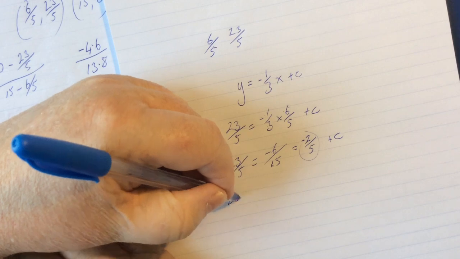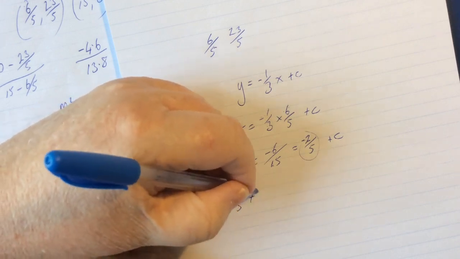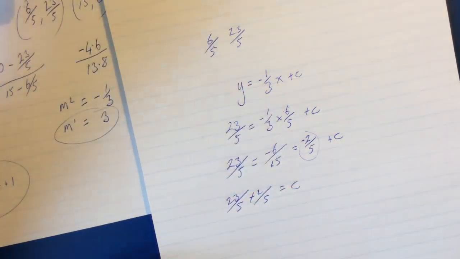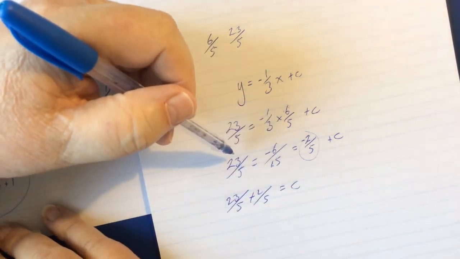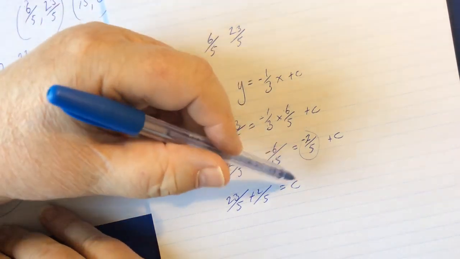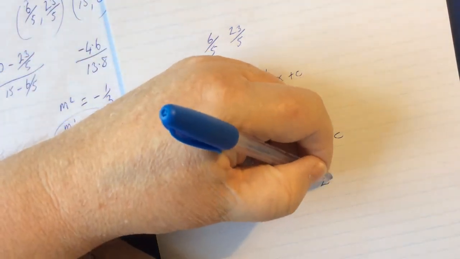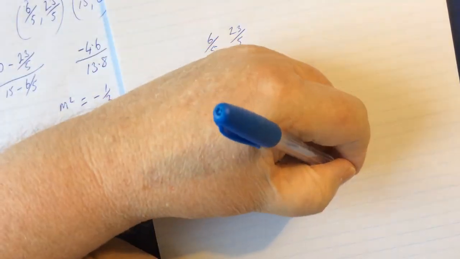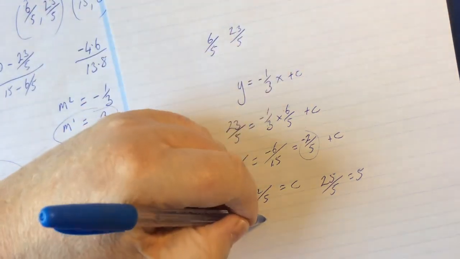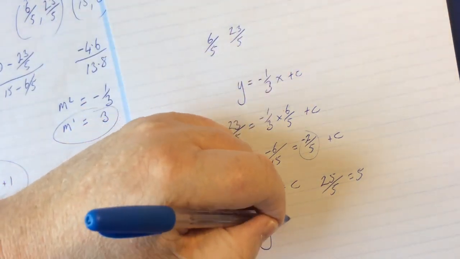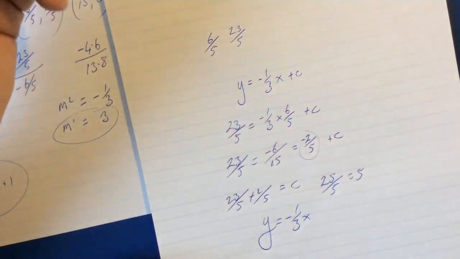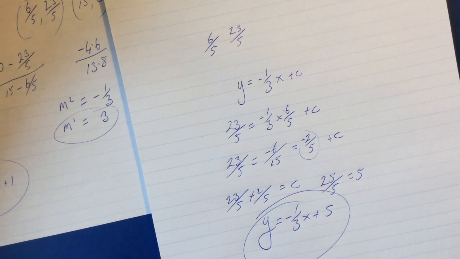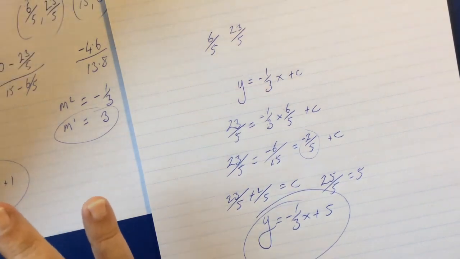We know that 23 on 5 plus 2 on 5 is equal to c. Well, that's great. Why is it great? Because it gives us c. That is 25 on 5. 23 and 2 is 25 on 5, which equals 5. So we have our second equation, y equals negative 1/3 x plus 5. That is our second equation, and that is how we got it.